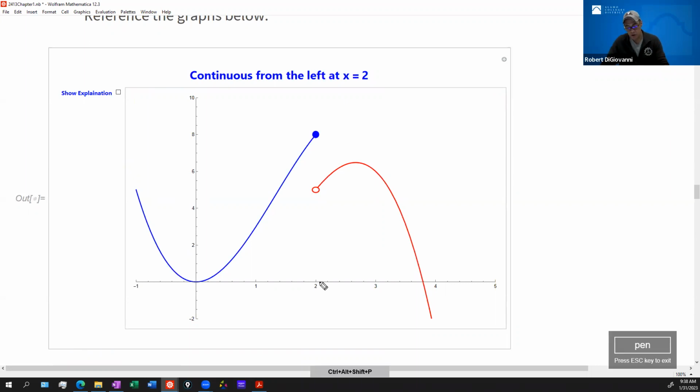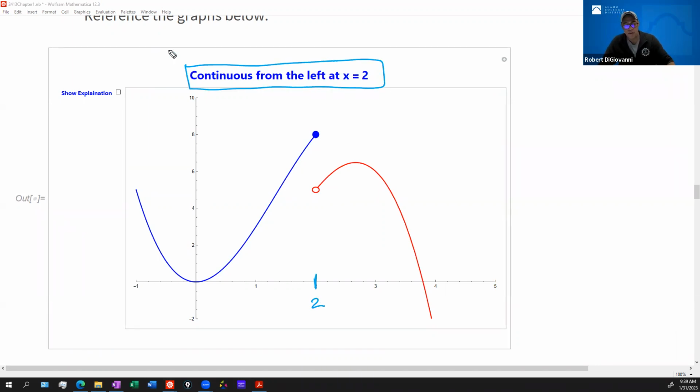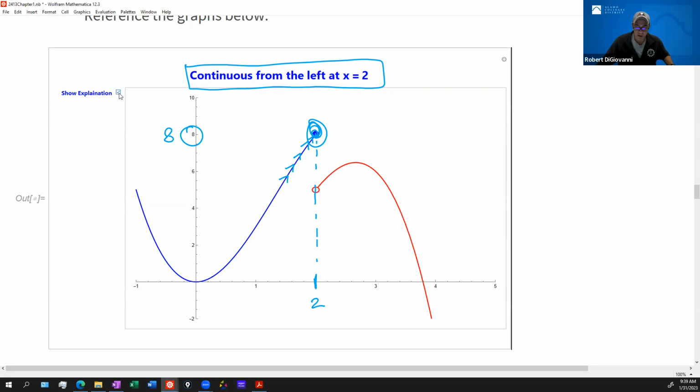Let's look at what's happening at 2. It says here, I'm telling you, it is continuous from the left. The reason why it's continuous from the left is that as we come in from the left side of 2, we are approaching the value of 8. But that's also the function's value there. At 8, we've got that dot. So they're equal. I'm going to click on this. It'll show that explanation over here. So the limit as x approaches 2 from the left of the function is 8. The function's value at 2 is 8. And so it's left continuous because those are equal.